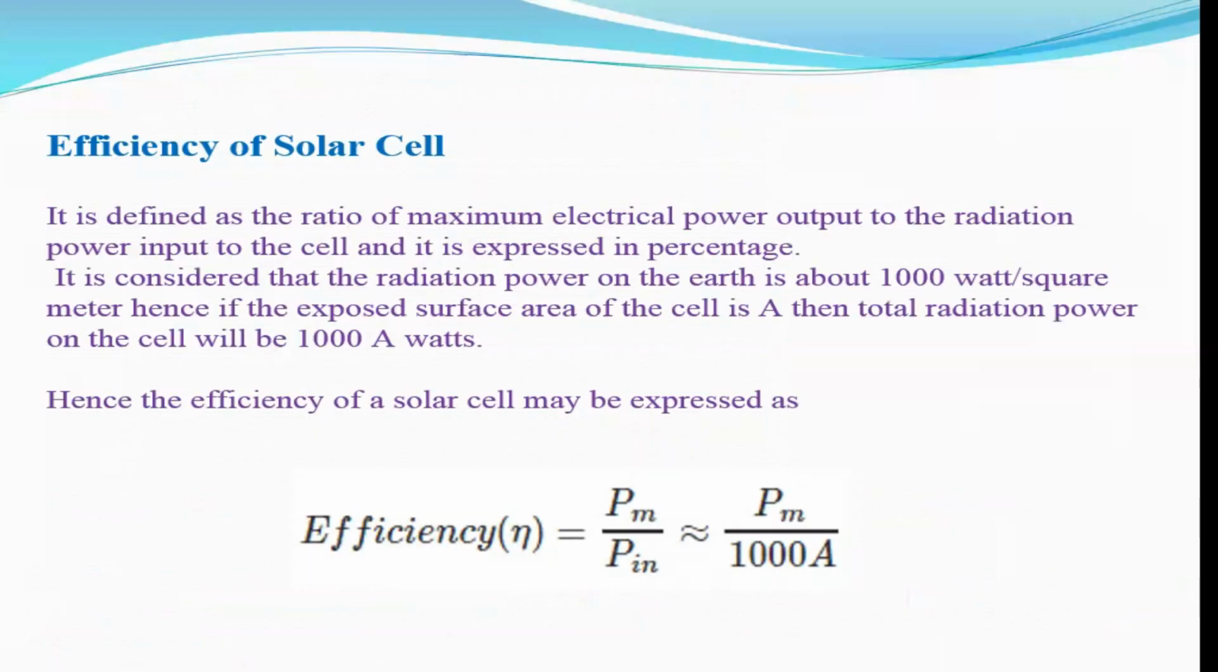Efficiency of the solar cell is defined as the ratio of maximum electrical power output to the radiation power input to the cell. So efficiency eta is given by Pm by Pin, where Pm is the electrical power output and Pin is the radiation power input. It is considered that the radiation power on the earth is about 1000 watt per square meter. So if the exposed surface area of the cell is A, then the total radiation power on the cell will be 1000 into A watts. So efficiency of the solar cell is given by Pm by Pin, where Pin is 1000 into A, where A is the area of the cell.